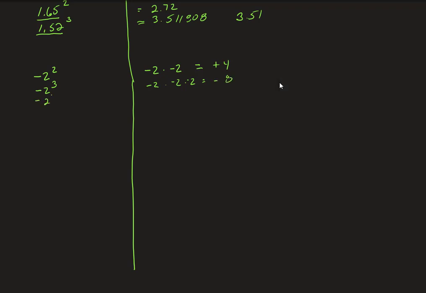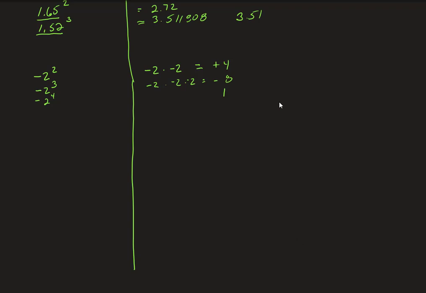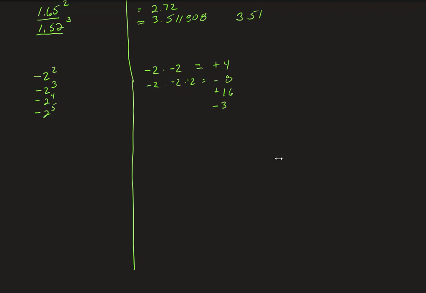Well, let's do another one. Let's do it to the fourth. Negative 2 to the fourth. There we go, with 16. So we end up with a positive 16. And if we do negative 2 to the fifth, I've got a point here I'll make in just a second. So negative 2 to the fifth is negative 32.